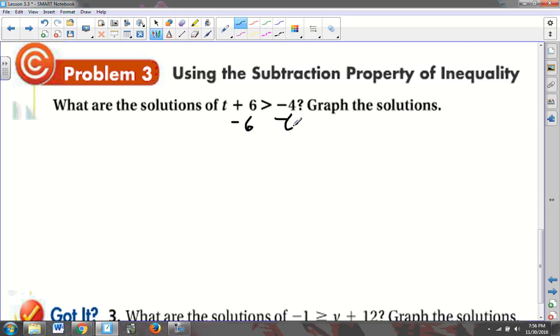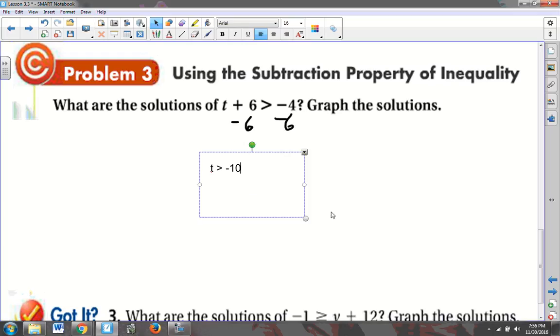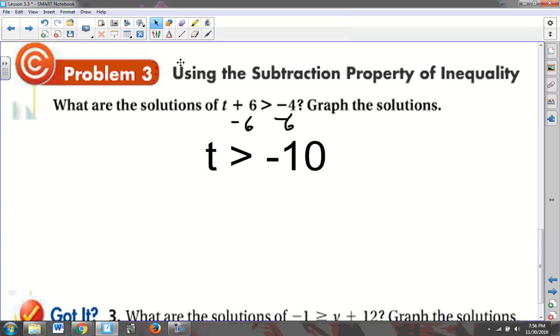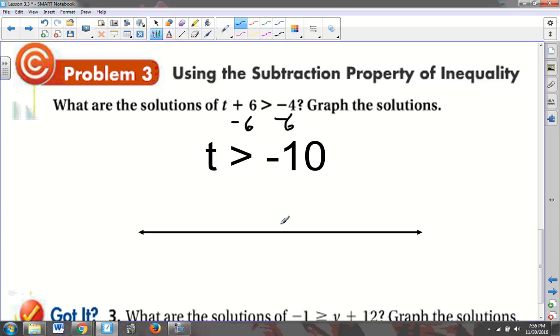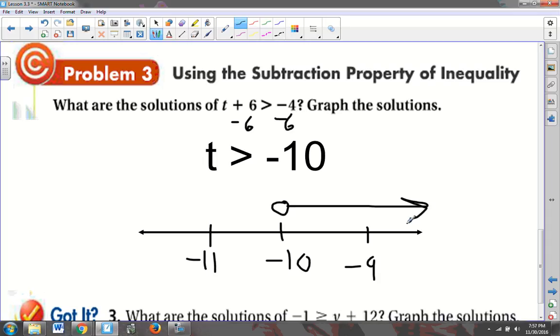Minus 6 there, minus 6 there, and I end up with t is greater than negative 4 take away 6, which is negative 10. t is greater than negative 10. And again, they want me to graph the solution, so I'll make a number line here. I'll mark off negative 10. I'm in the negatives, so one lower than that is negative 11, and one higher than that is negative 9. Again, I don't have an equal to sign, so I'm going to put an open circle. I want my t's greater, which means I'm going to the right, up towards 0 this way.